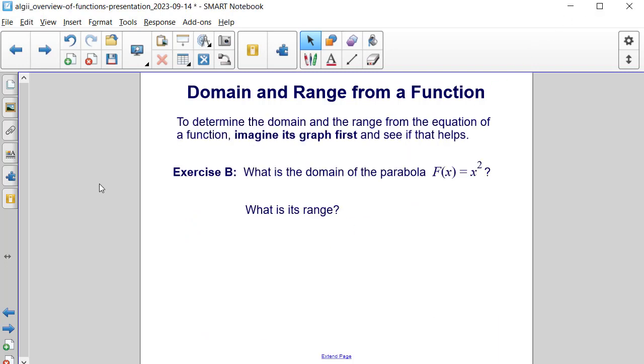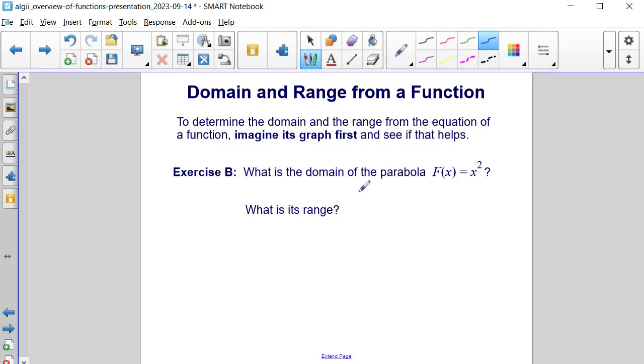Let's look at another example. What is the domain of the parabola capital F of x, which is equal to x squared? And then what is its range? Well, let's first try to imagine this graph. If we have the xy coordinate plane, our parabola starts at the origin and goes upright on both sides, kind of making a U shape.